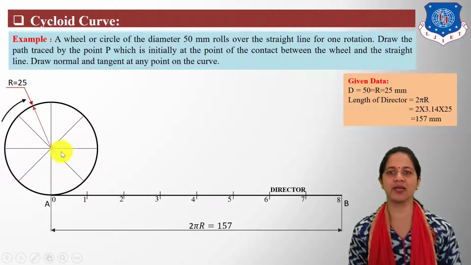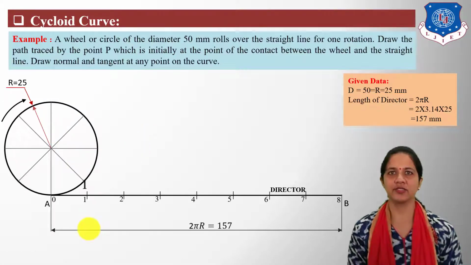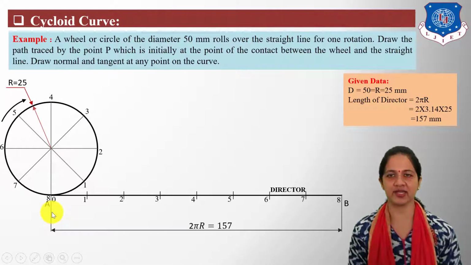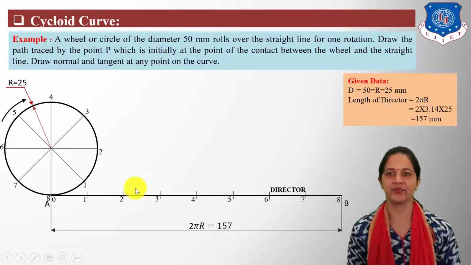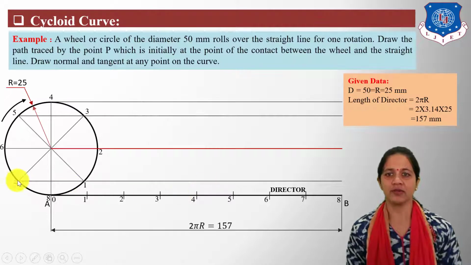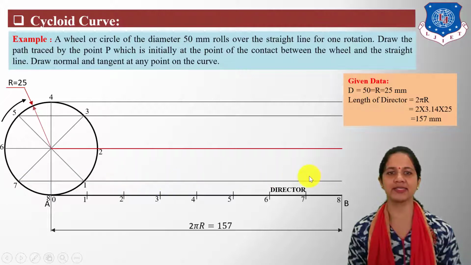Here this rolling circle roll for one rotation in clockwise direction. So take division of rolling circle in anti-clockwise direction and mark here division points as 0, 1, 2, 3, 4, 5, 6, 7, 8. Next draw parallel to director line passing through 1 and 7 division point, 2 and 6 division point, 3 and 5 division points and 4th division point.